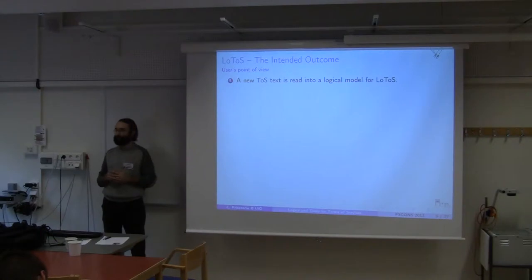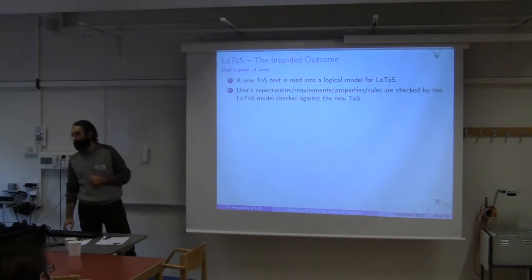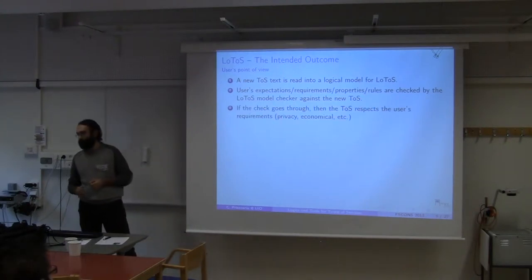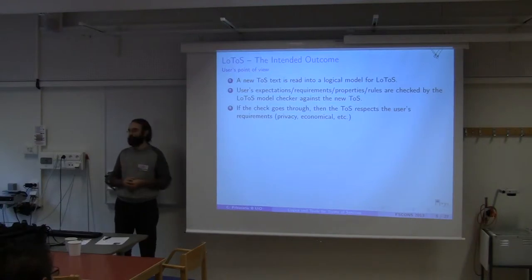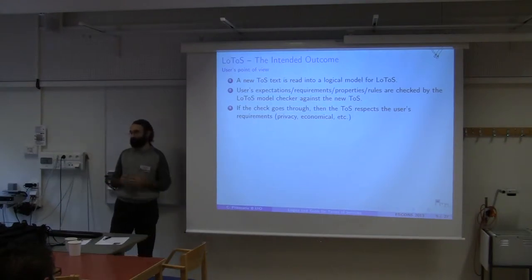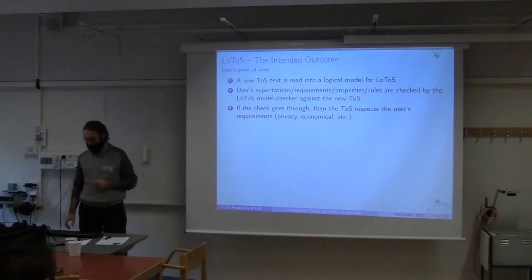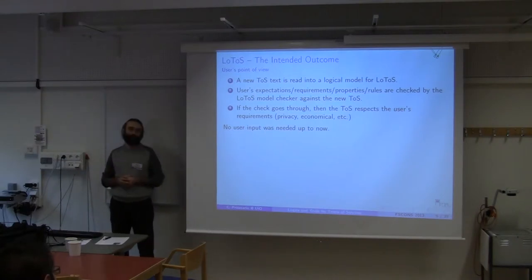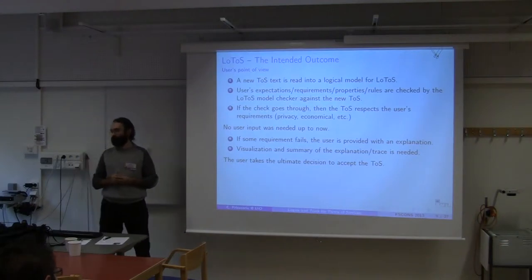So I said a new terms of service text is automatically read into a logical model. Then the requirements of the user are checked against this model, against this new terms of service. If all the requirements are satisfied by the terms of service, then the user accepts the terms of service. So requirements regarding privacy or economical requirements, amounts of money and so on. So until now the user does not do anything, all should be automatic. The user should not see what happens underneath. But we will go more into detail.